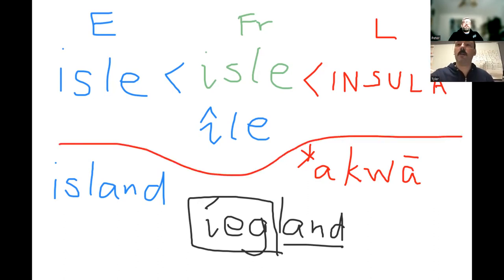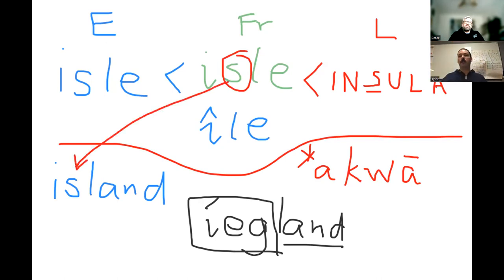So these are unrelated words. The S from the Latin that survived into one stage of the French language has improperly been inserted there. That's what's up.